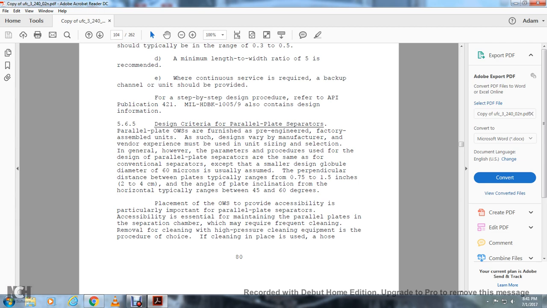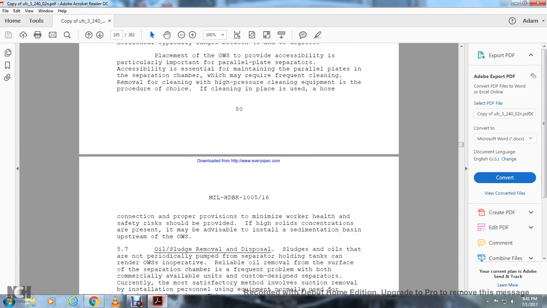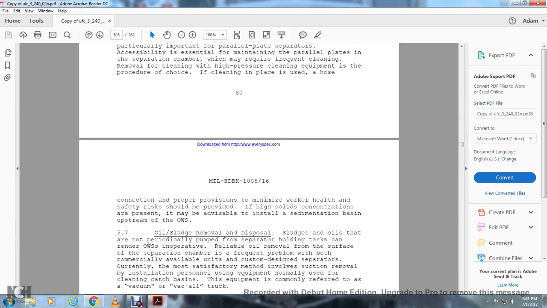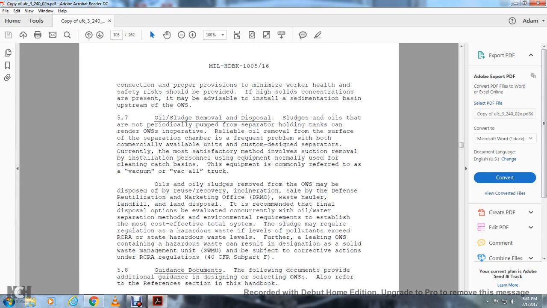Placement of the oil waste separator should provide accessibility, which is particularly important with parallel plate separators. Accessibility is essential for maintaining the parallel plates in the separation chamber, which may require frequent cleaning, including removal and cleaning with high pressure cleaning equipment. If cleaning in place is used, hose connections, proper provisions to minimize work health and safety risk should be provided. Where high solids concentrations are present, it may be advisable to install a sediment basin upstream of the oil wastewater separator.